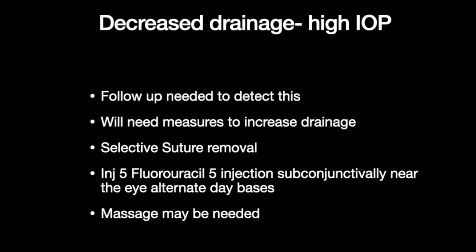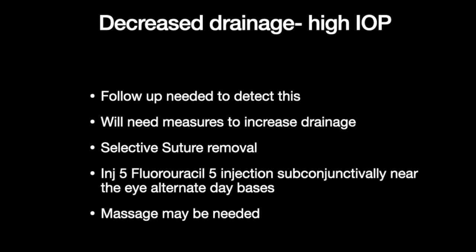Till this point, we were seeing issues with increased drainage. What happens when the drainage is not adequate? Obviously, it will lead to high IOP. In this scenario also, we would need a very close watch. Some measures can be undertaken to improve this drainage. One of them is to remove the sutures selectively. There are some releasable sutures which are kept purposefully for this issue. They can be removed one by one.